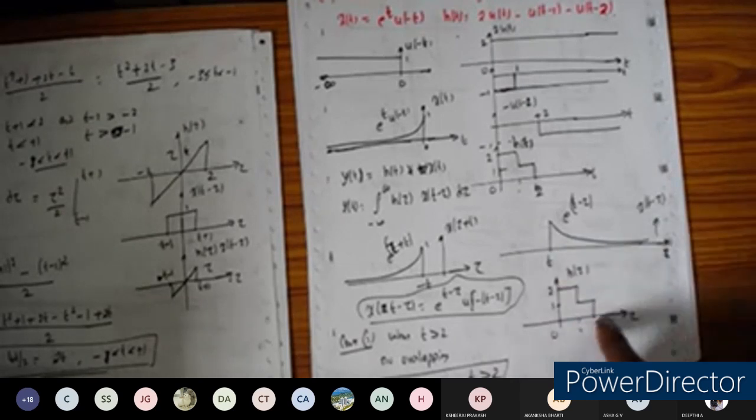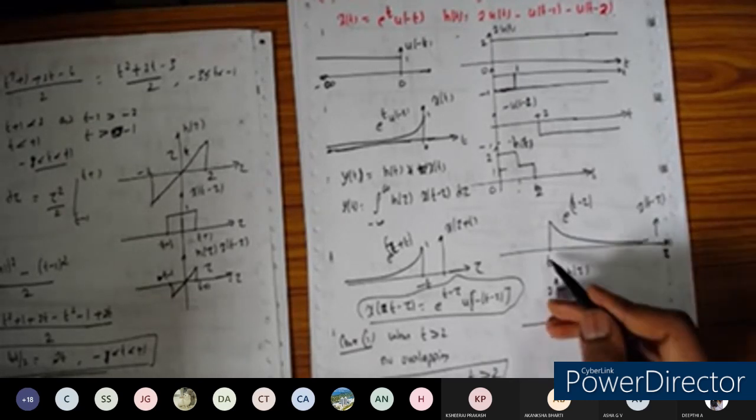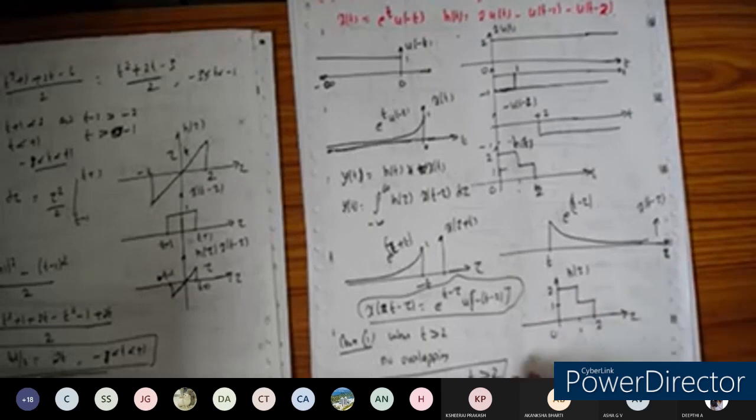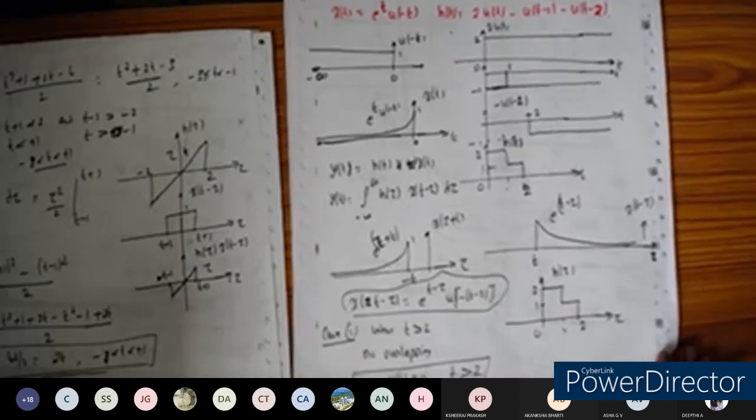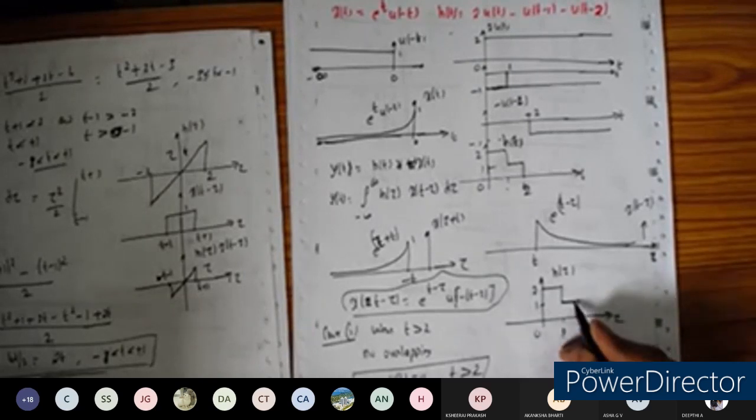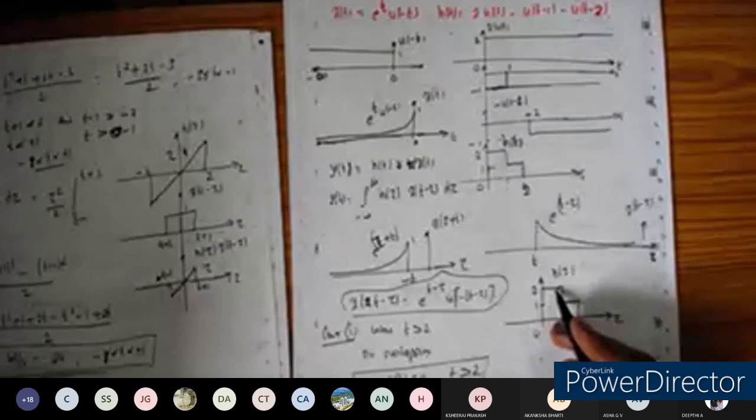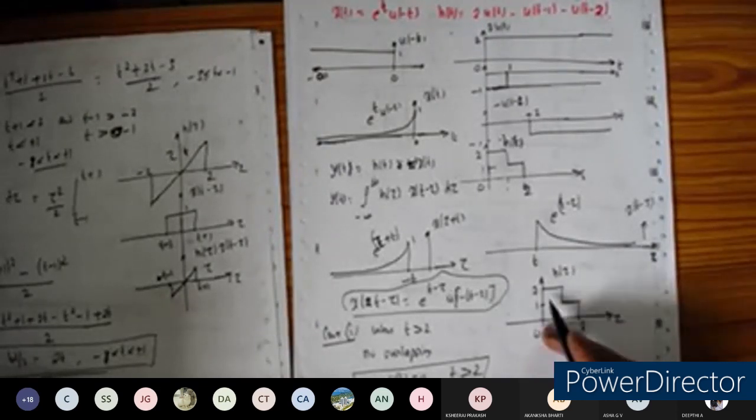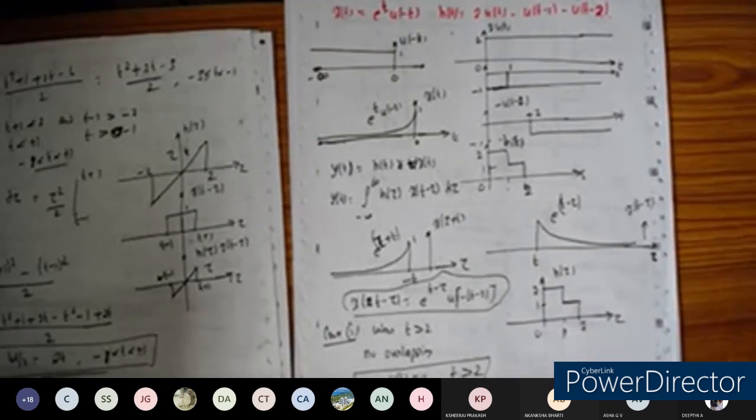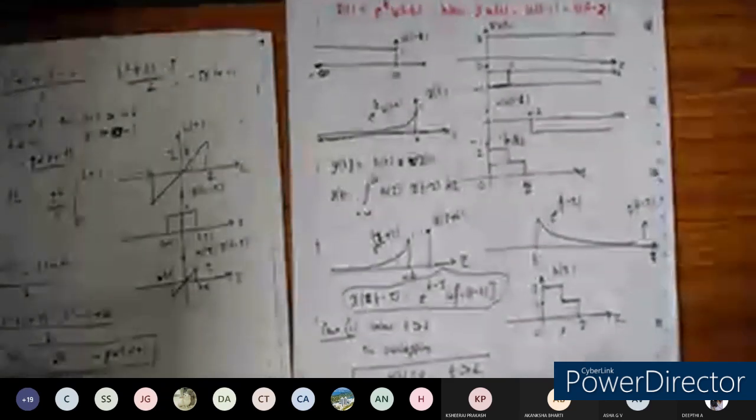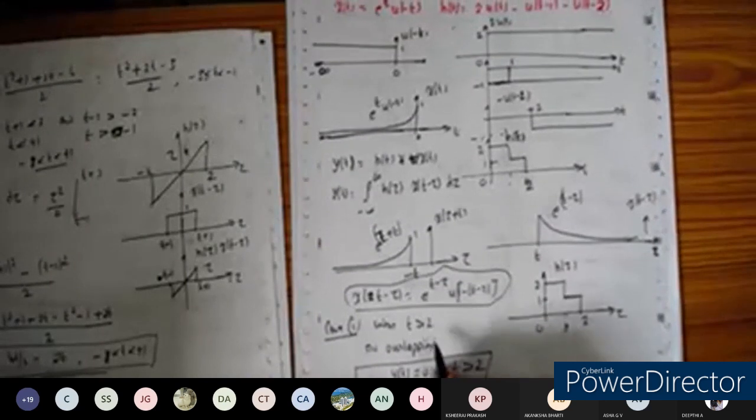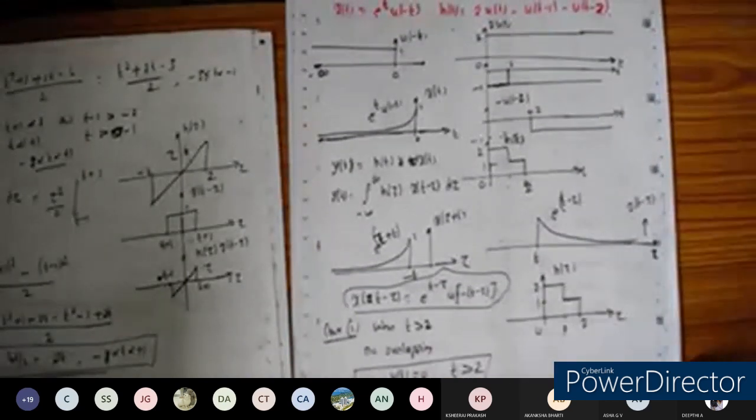What I'm doing is moving the signal from this side, and we take it according to the different amplitude levels. From 1 to 2 it has a voltage of 1, and from 0 to 1 it has an amplitude of 2. Let us do that and get the answers accordingly. So for t greater than 2, there is no overlapping of the signal, so we get 0.